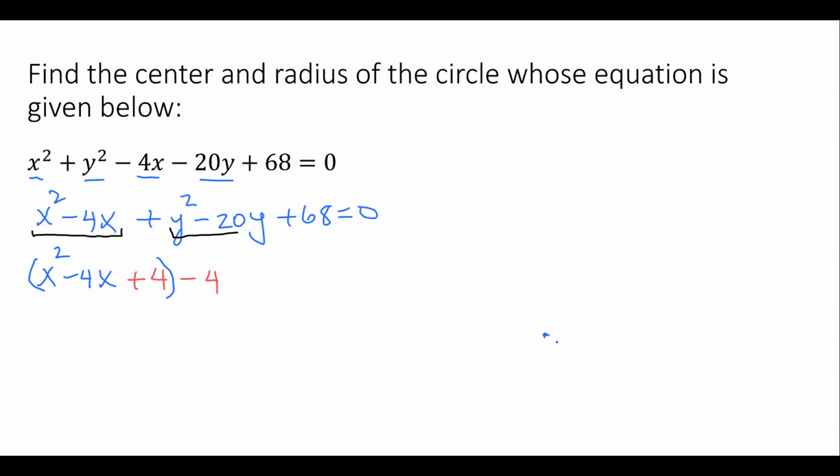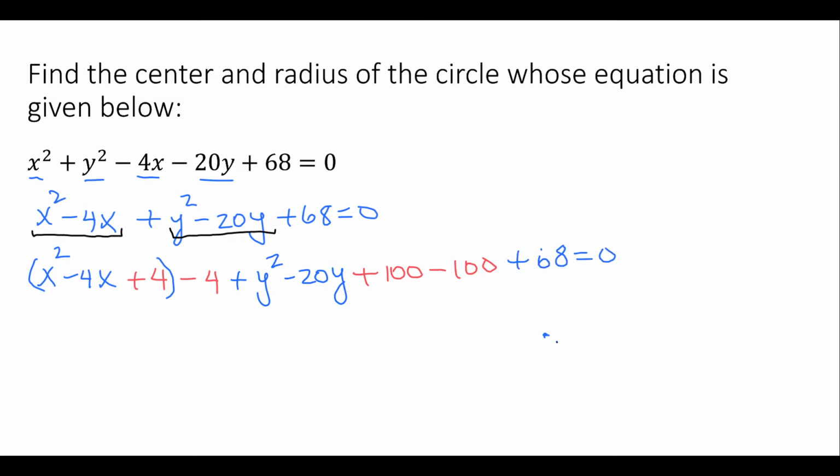So here are my y's over here. Again, I want to add b over 2 squared. So my b is negative 20. Negative 20 over 2 is negative 10. Negative 10 squared is 100. So that tells me what to add. So I'm going to write plus y squared minus 20y, and now I know what I need to add. I need to add 100, but then immediately subtract it because I don't want to change my equation. And then don't forget about that 68 at the end.